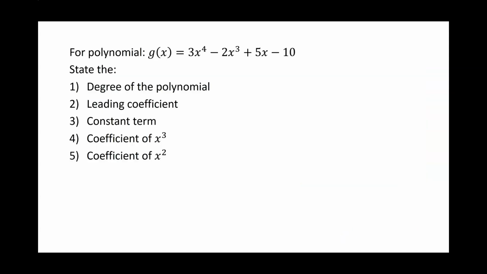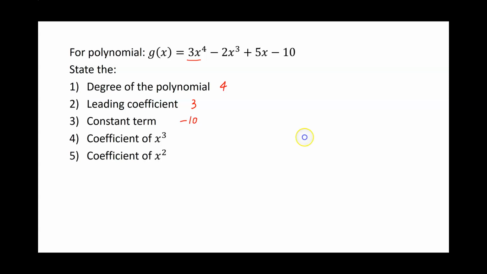Okay, let's have a look at this example question. I would highly encourage you to write it down in your workbook and copy this as an example. So there is a polynomial g of x. State the degree of the polynomial, which is pretty easy. We can just focus on the highest power in this polynomial. In this case it is 4. And the leading coefficient, again, is 3. Constant term, negative 10.